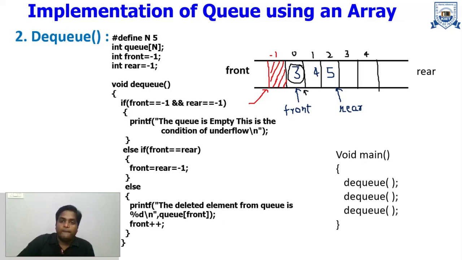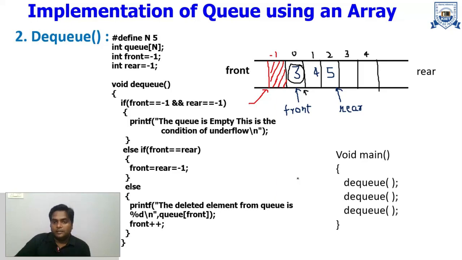So what is the value of front and rear after the delete operation? The value of front and rear will be minus 1. So if front equals rear, that means only one element in the queue, then front equals rear equals minus 1. Else, if we have more elements in this particular queue, then we are in this particular loop.